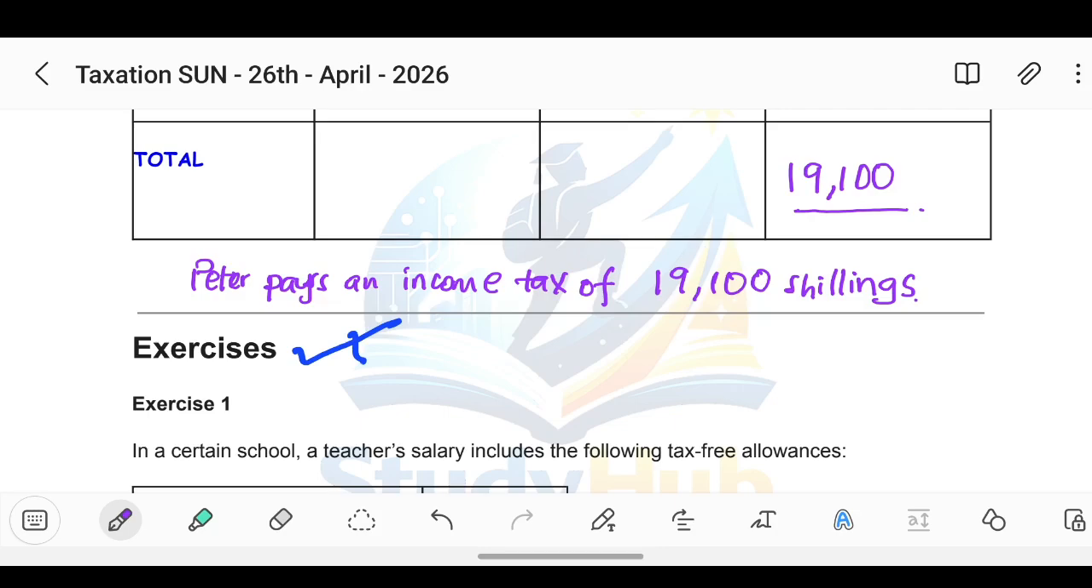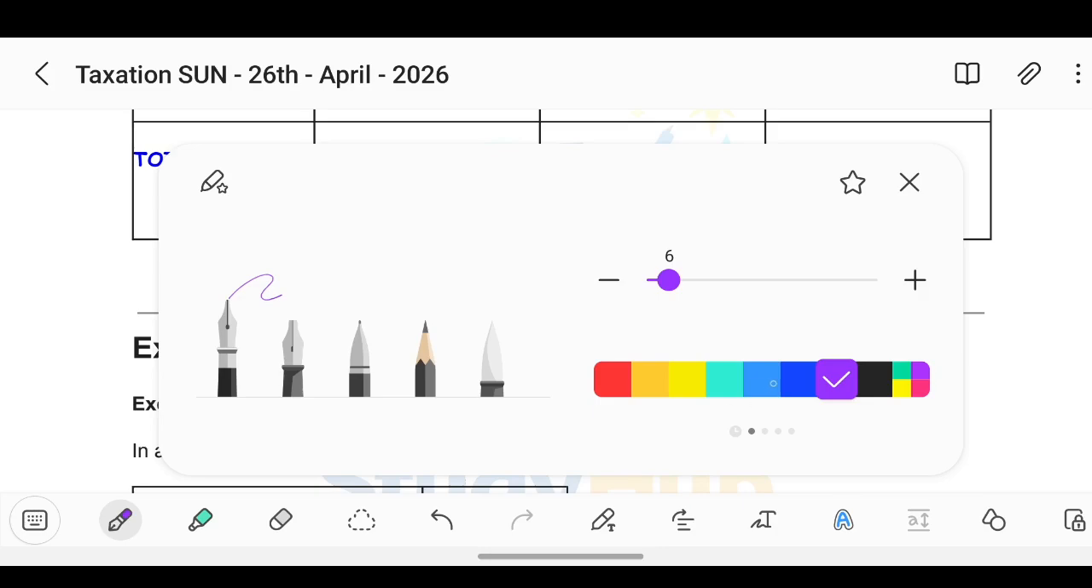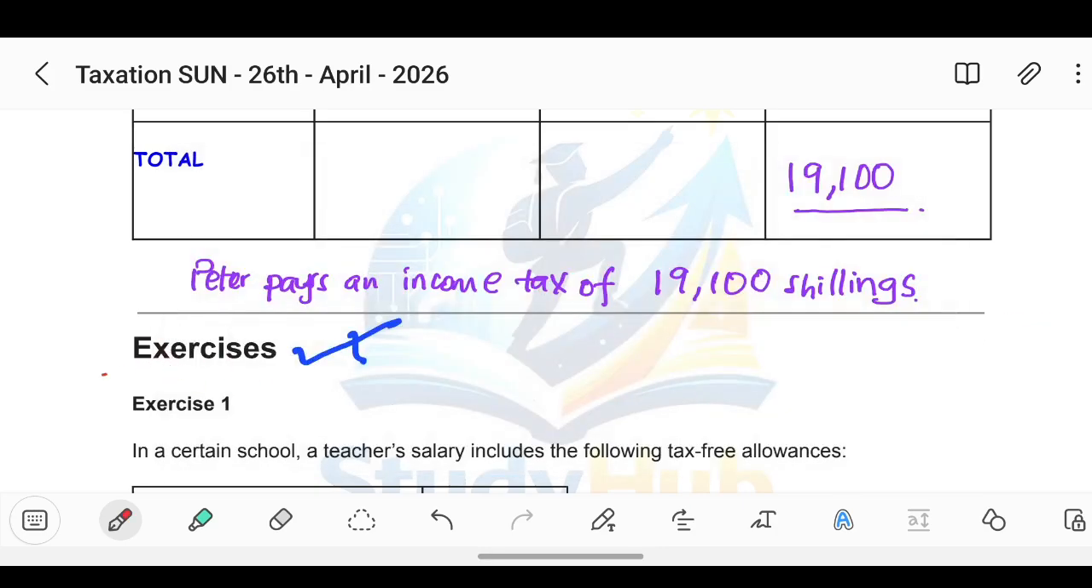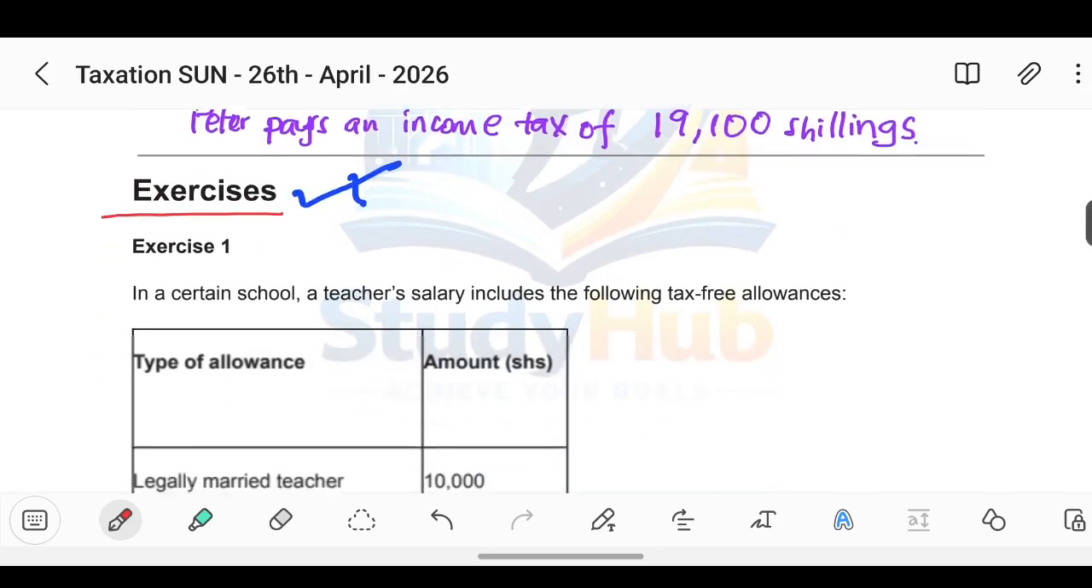I'll leave you with some exercises. You'll go through these exercises to test how far you've grasped the content, and it's for your own good. Try to work them out.